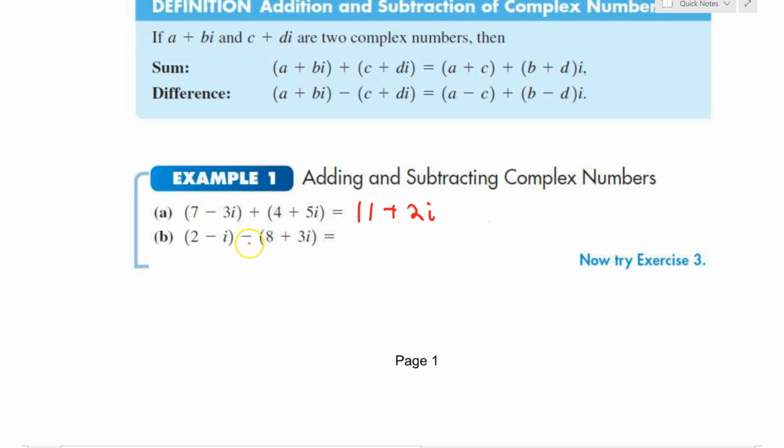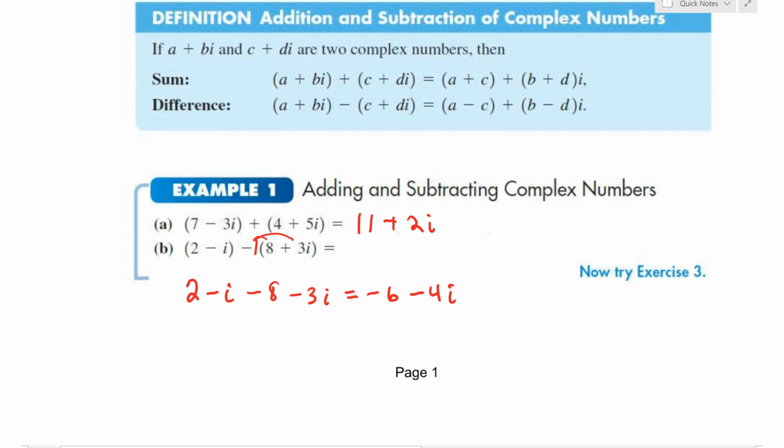B is a little bit different. We have the minus. So we have 2 minus i. Remember, if you have a negative, you have to distribute the -1. So it's negative 8 minus 3i. And that's a common mistake here. So 2 minus 8 gives you -6. That's the real part. Negative i minus 3i gives you negative 4i. And this is written in standard form. Okay. So once again, we're adding and subtracting complex numbers. There's a real part and then there's an imaginary part.